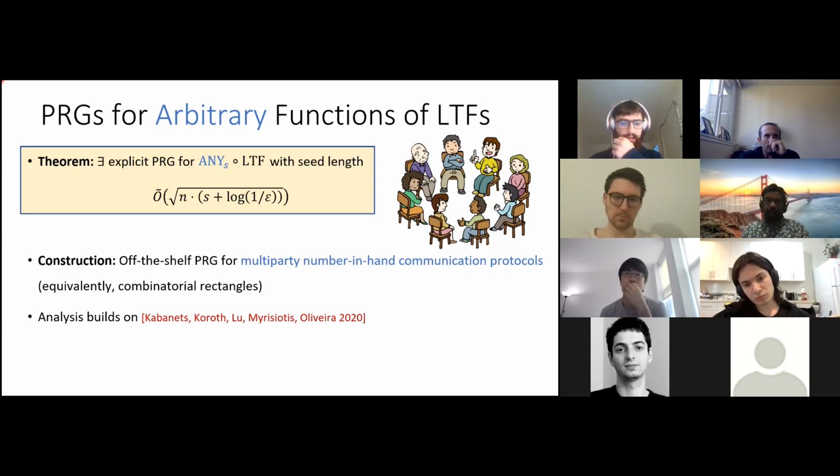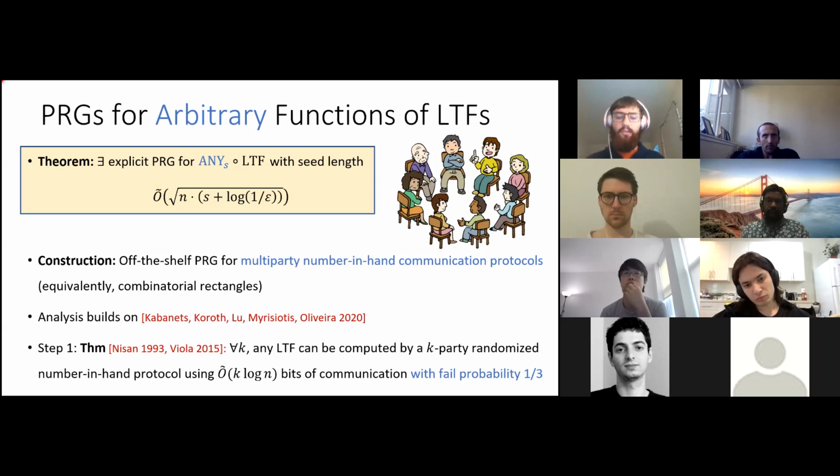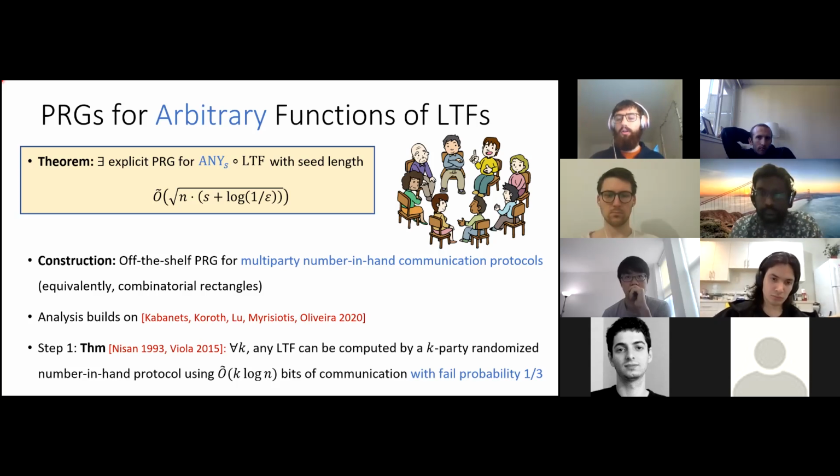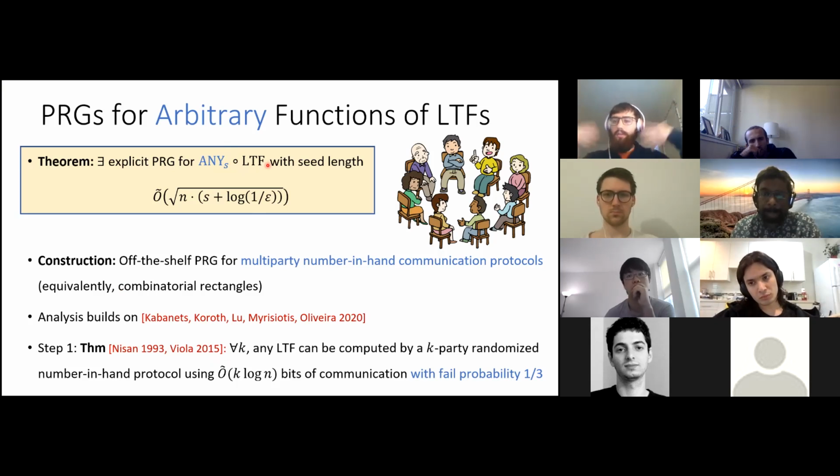So for the analysis, and this builds on prior work by Cabinets et al., the first step is this theorem by Nissan, and the parameters were improved by Viola, which says that an LTF can be computed, for any k, by a k-party number-in-hand communication protocol using low communication. If this were a deterministic communication protocol, then we would basically be done. We would say, if you can compute an LTF by a communication protocol, then you can compute a function of a few LTFs by just computing all those LTFs by their own communication protocols, and then we're done.